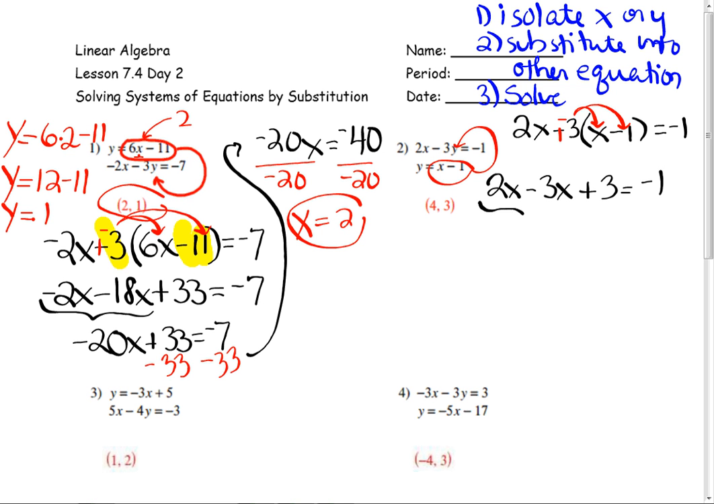And you're going to get this probably all the time. What's 2x minus 3x? Negative, no, 2 minus 3. Use your calculator. It's negative 1x plus 3 equals negative 1.